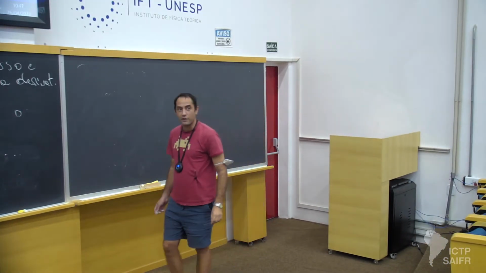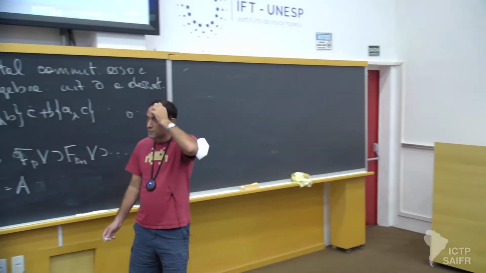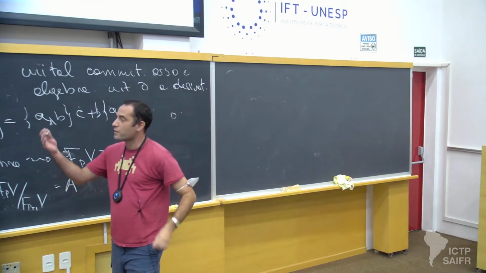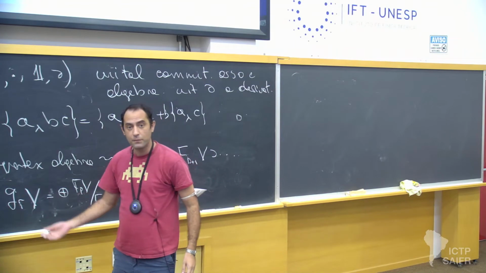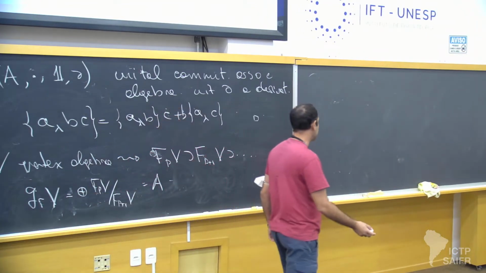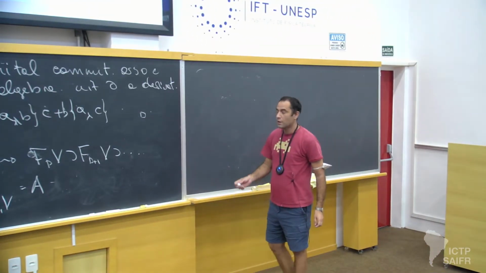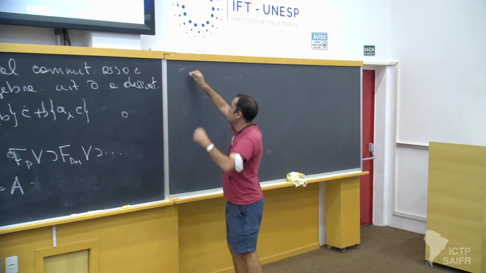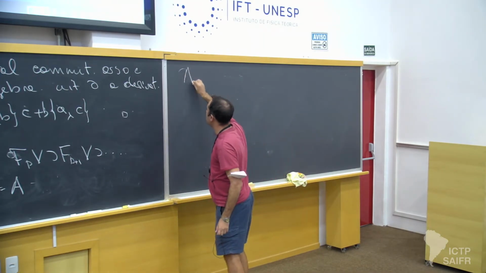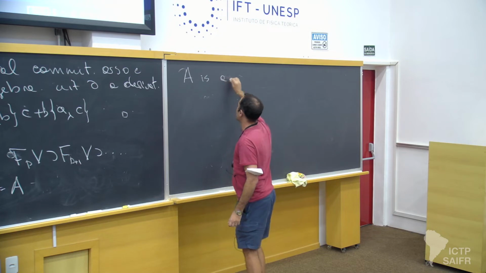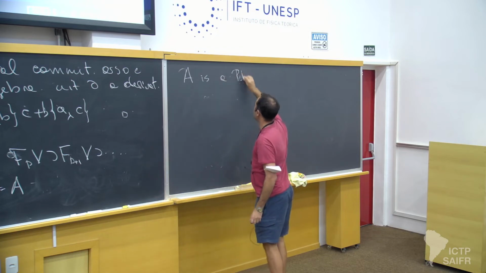So now let's look at the grading. I didn't take arbitrary Poisson algebras. I took Poisson algebras that were generated in degree 0 and 1, and I required that the Lie bracket was of a particular degree. So now I'm going to look at a Poisson vertex algebra. Let's say that A is a Poisson vertex algebra. So let me just use PVA.